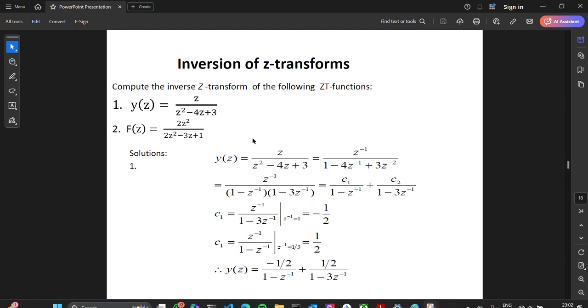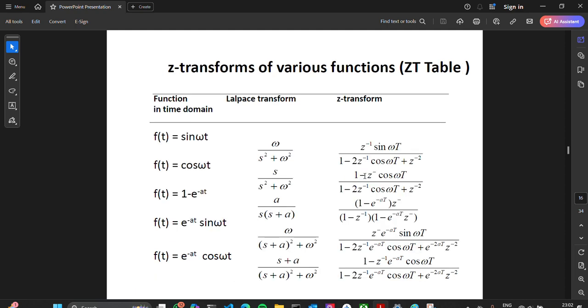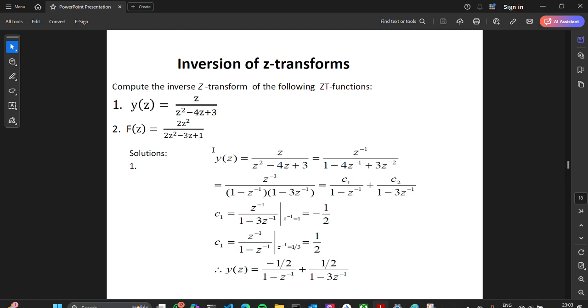Cool. Now, all that's happening here is these z variables are expressed with positive exponents, and we don't want that because our standard table gives us everything in negative exponents. So what we're going to do is divide by the highest order.